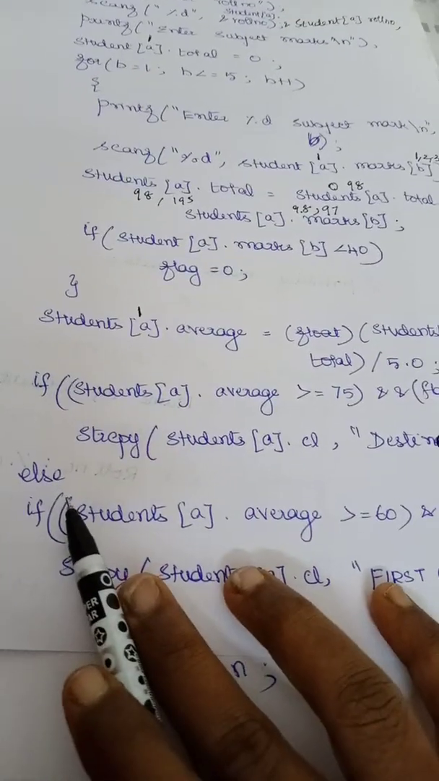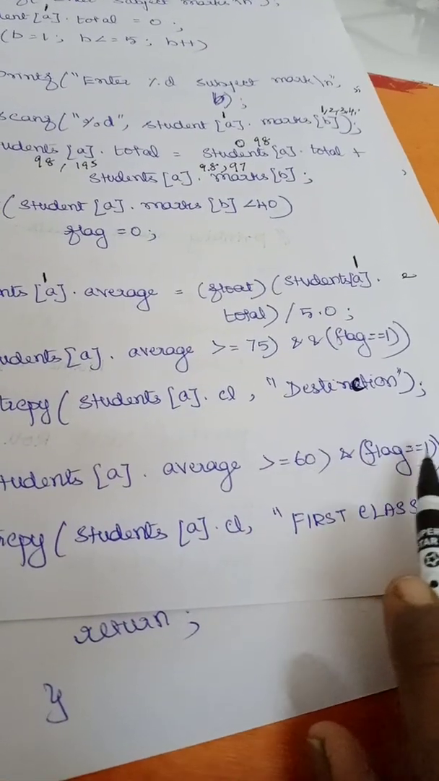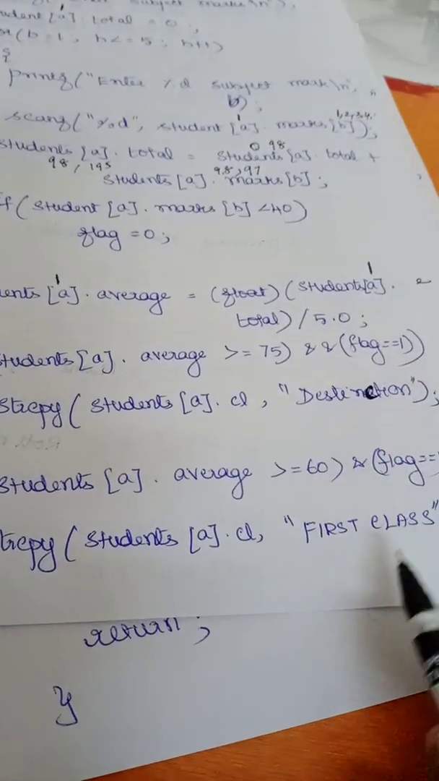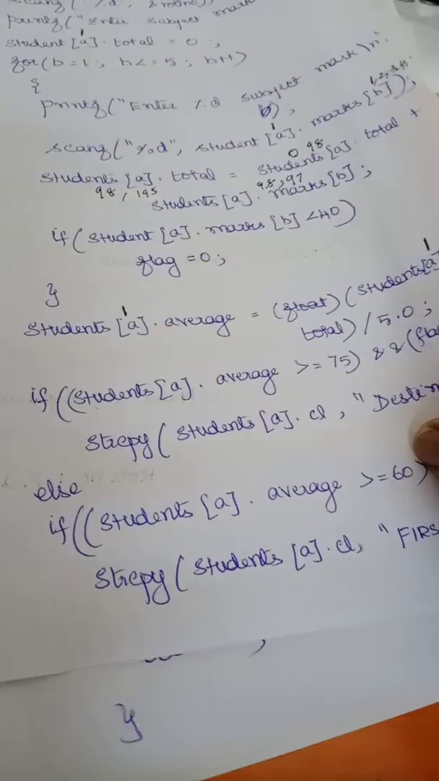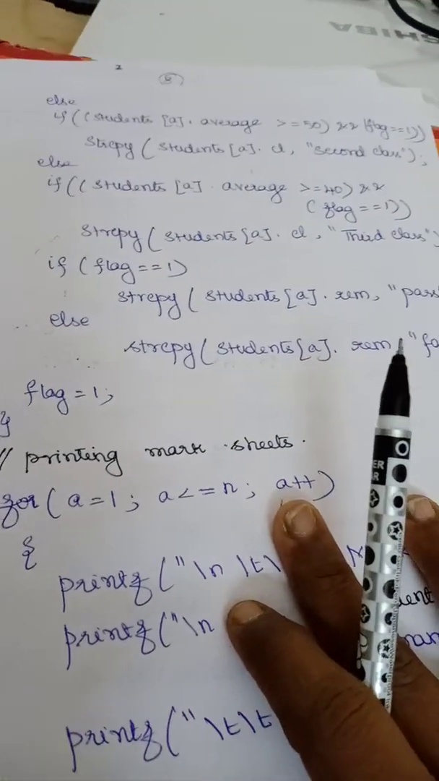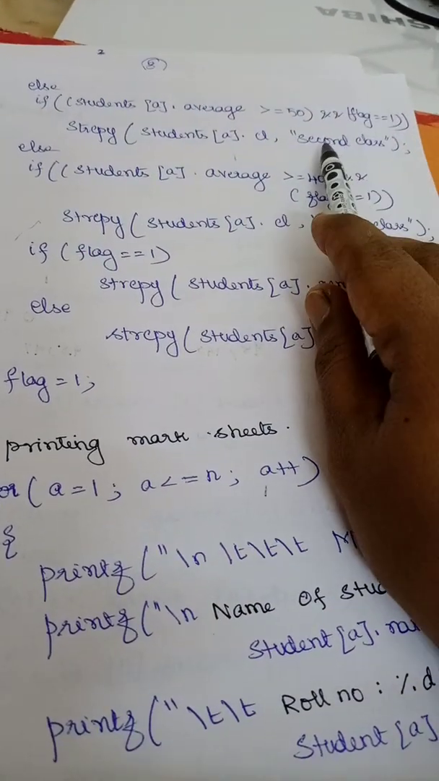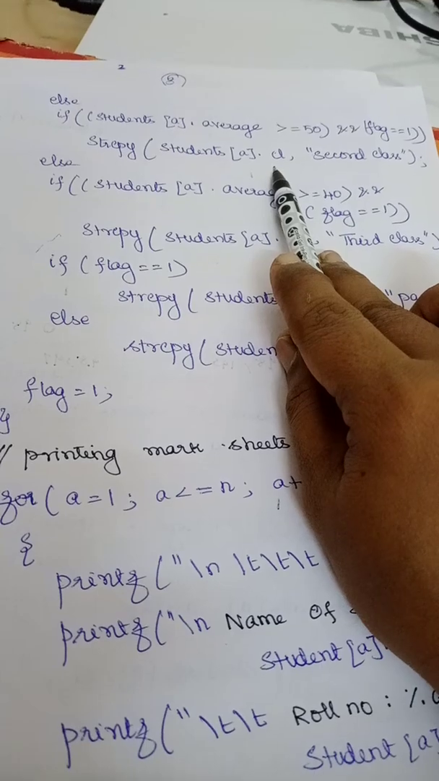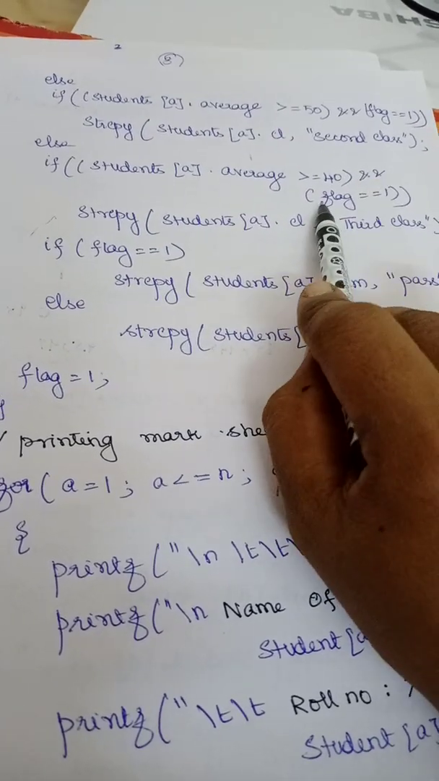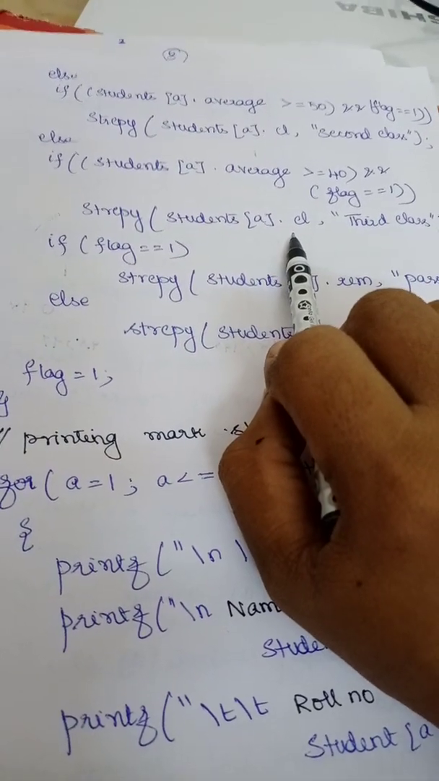Else, again I am checking whether average is greater than or equal to 60 and flag equal to 1. If it is greater than 60 but less than 75, I am going to get first class, right? Similarly, again I am checking whether average is greater than or equal to 50. Second class will be assigned to class, right? If it is greater than or equal to 40 and still the flag is equal to 1, then third class will be assigned to class, right?